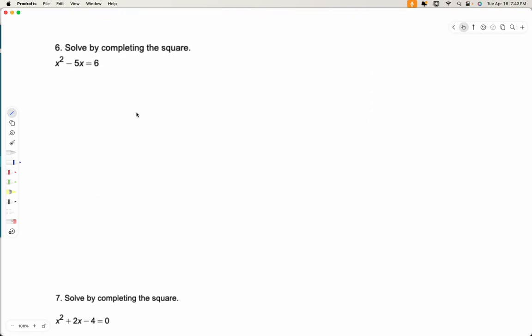Solve by completing the square. So first, let's make some room. X squared minus 5x equals 6. So we take the middle term, which is a negative 5, divide it by 2, and square it, which would equal 25 over 4. This is the term we add to both sides.